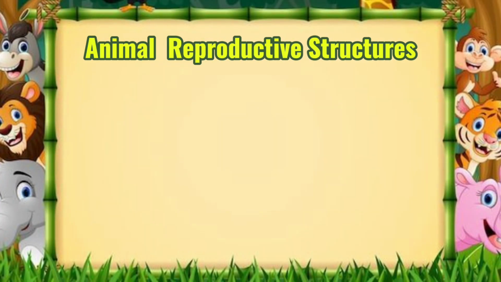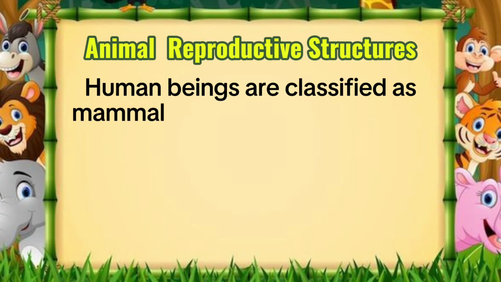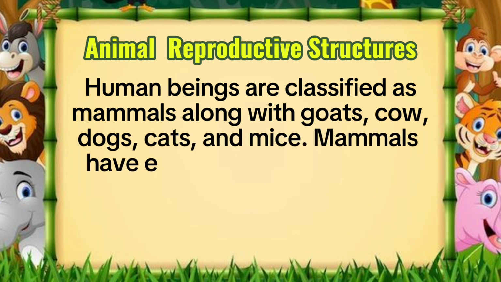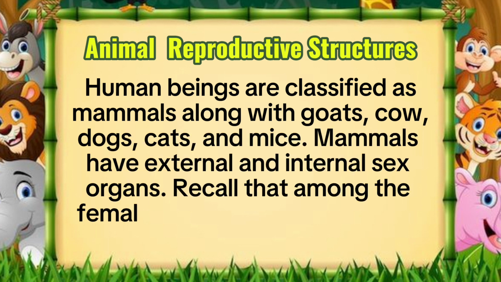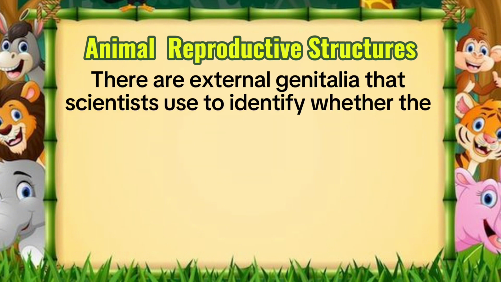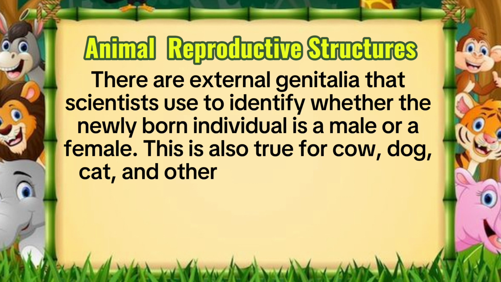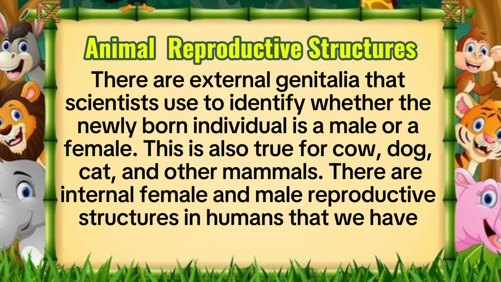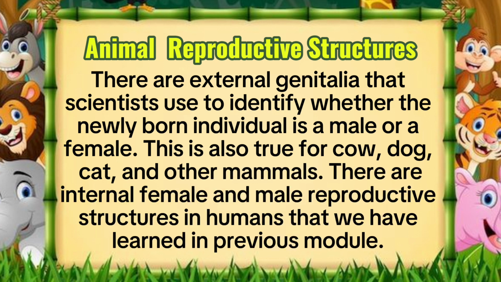Animal reproductive structures. Human beings are classified as mammals, along with goats, cows, dogs, cats, and mice. Mammals have external and internal sex organs. Recall that among female and male human beings, there are external genitalia that scientists use to identify whether the newly born individual is a male or a female. This is also true for cows, dogs, cats, and other mammals.